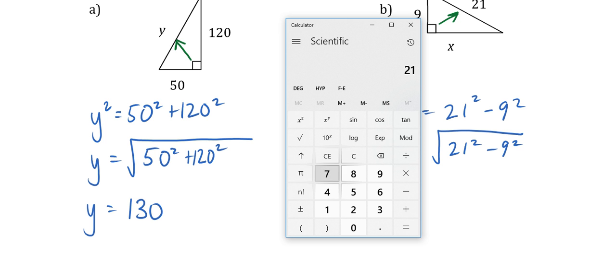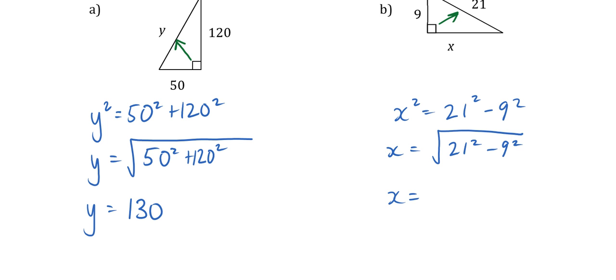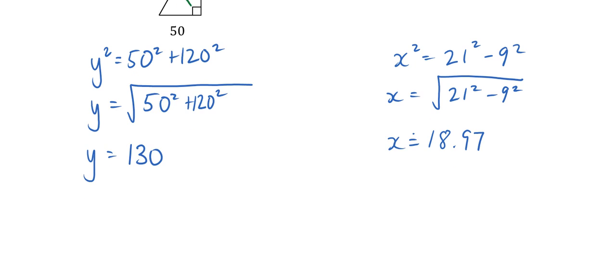Okay, 21 squared minus 9 squared equals, and then hit the square root. And this one's 18.97, so x is about 18.97. Okay, so that's Pythagorean theorem. That's one of each type, and the numbers can change, but otherwise you only ever have the type that you're adding or the type that you're subtracting, and you're always squaring everything and taking that square root at the very end.